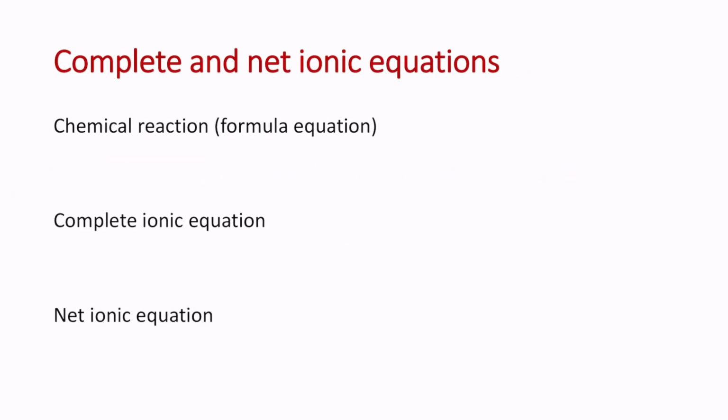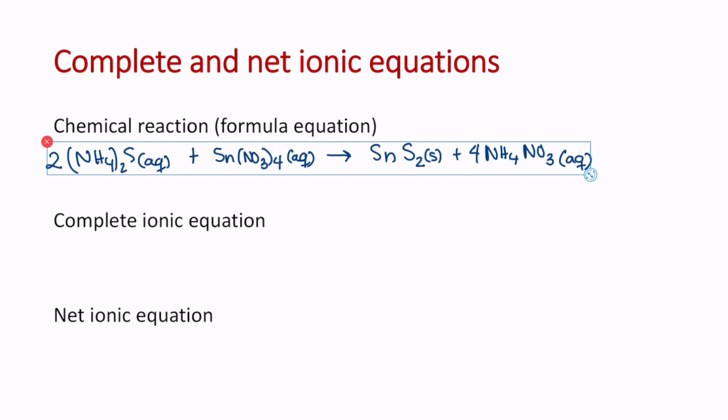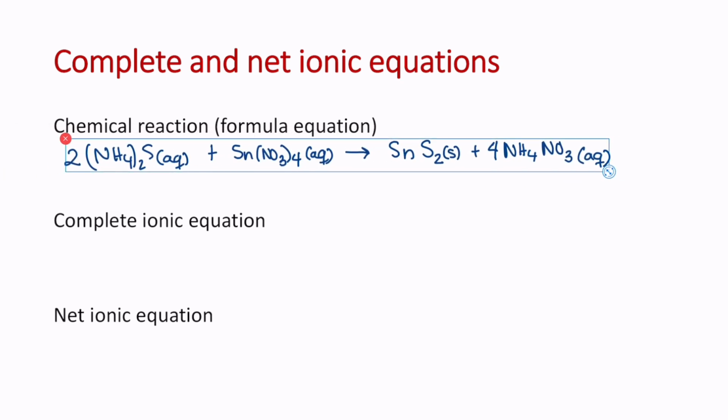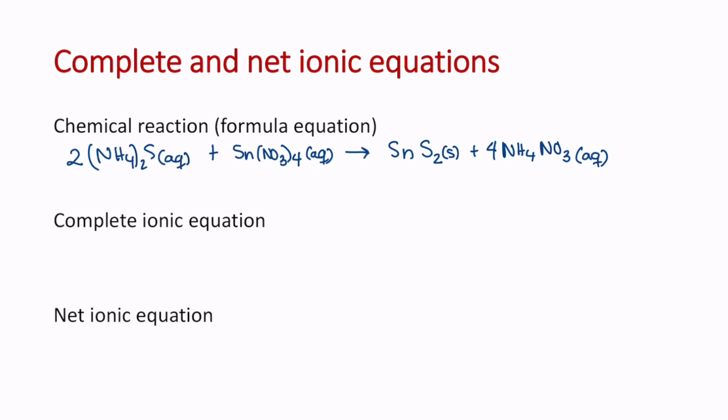Let's see how we can break it down. So here is my balanced chemical equation. Now, if something is in solution, it can break up into its ions if there are ions present. So things like aqueous ammonium sulfide can be broken up into ammonium ion, which is aqueous, and there are 4 of them, plus 2 sulfides, which is also aqueous.